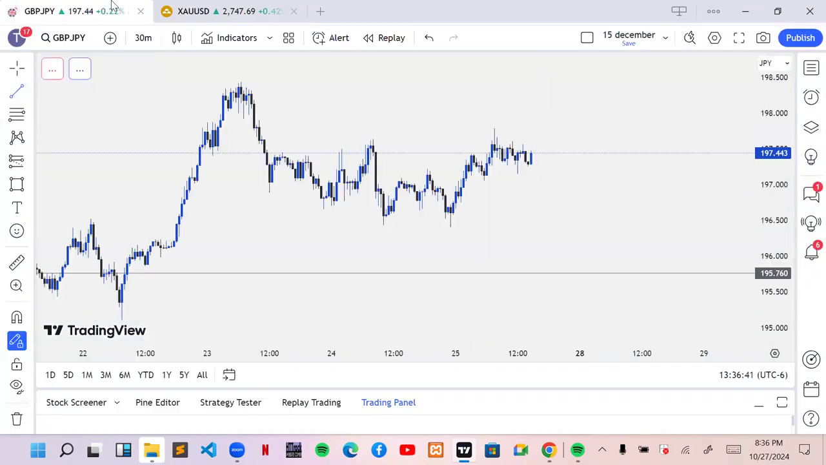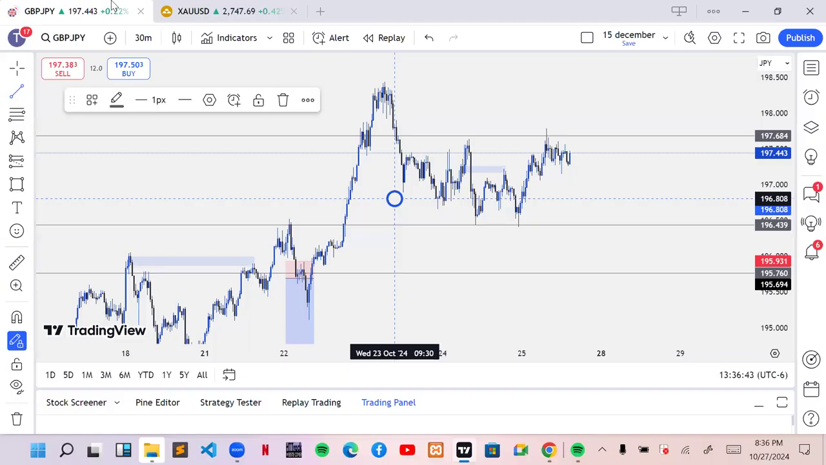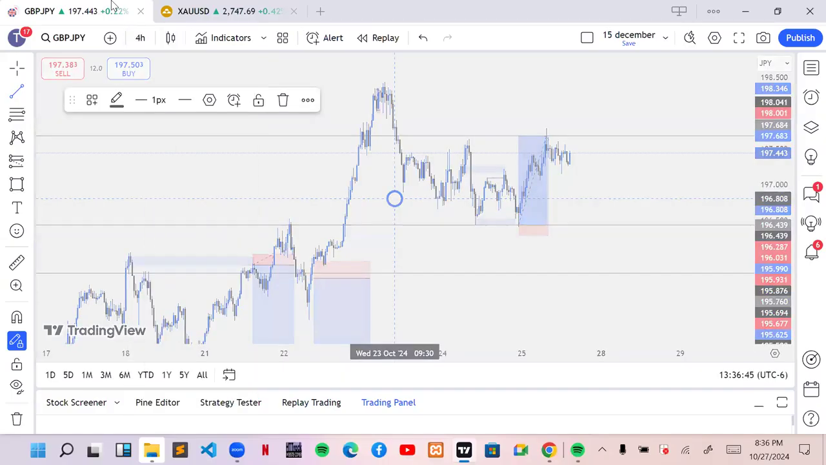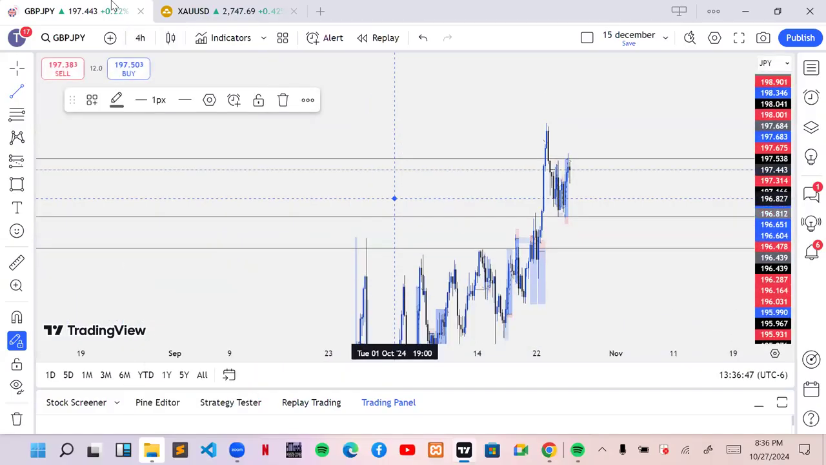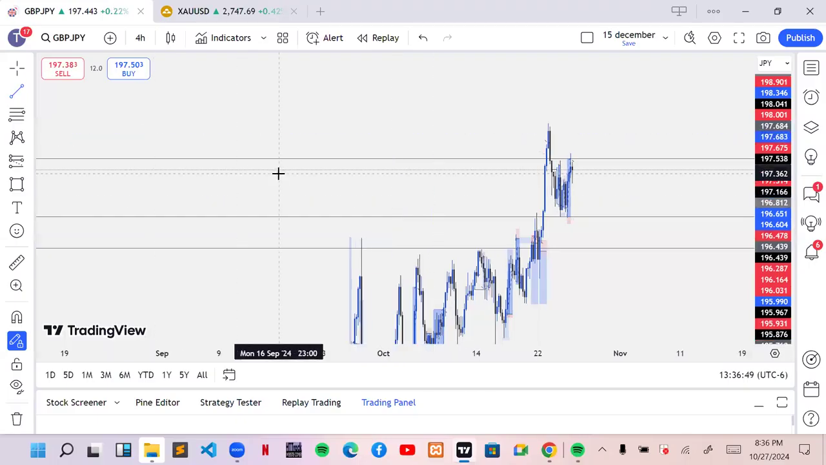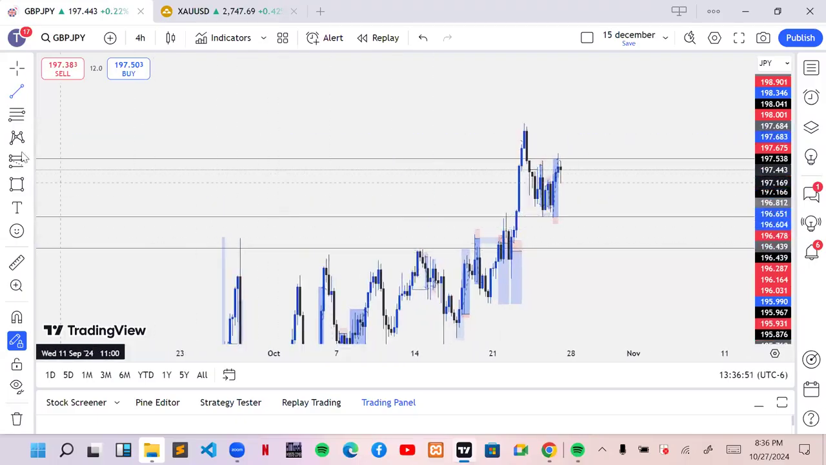It's on the 4 hour time frame on GPY. When price was still here, this was the long wick.